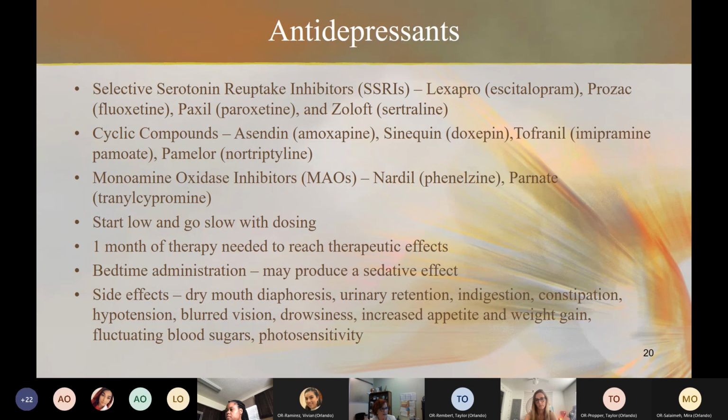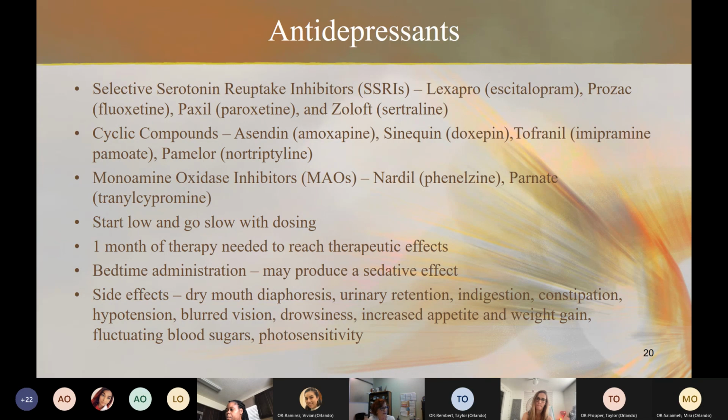So the big thing is start low and go slow with dosing for really all medications, but particularly with our antidepressants. And it takes about a month for these really to take effect. And we give them normally at bedtime because they make you sleepy. I'm sure you remember that. There are some side effects for antidepressants, and I've listed those here for you: dry mouth, diaphoresis, photosensitivity, and those. So you can take a look at those.